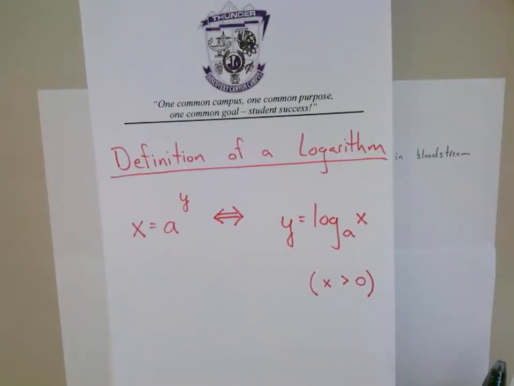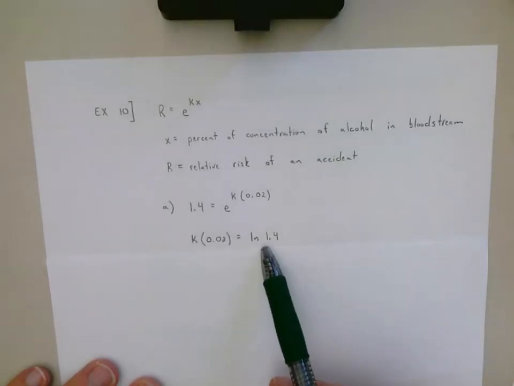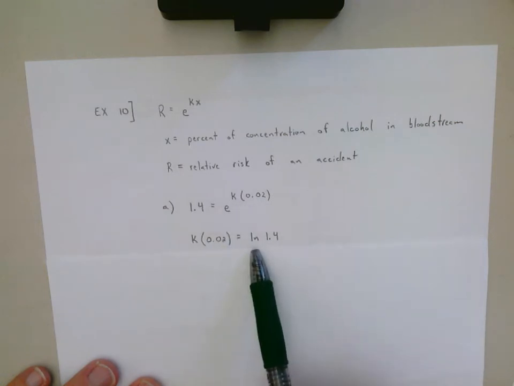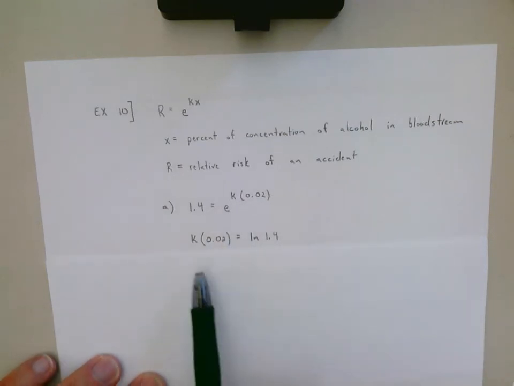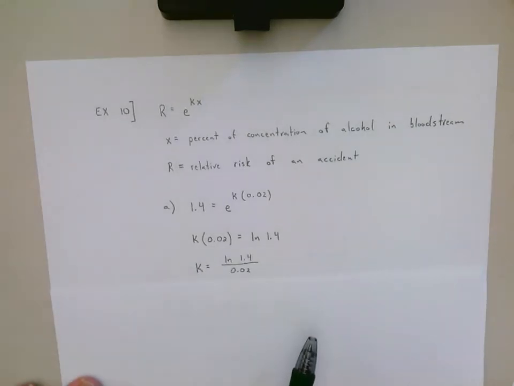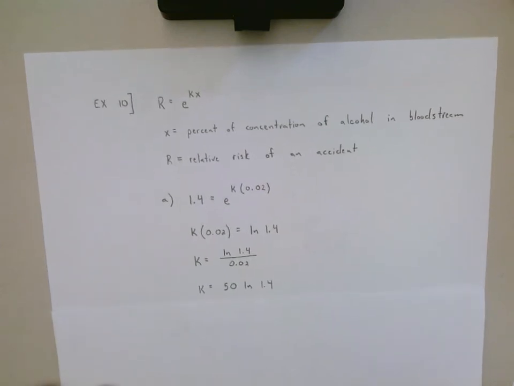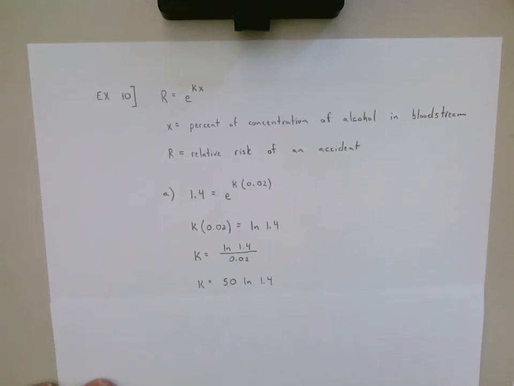Boy, how many times has that popped up today? To rewrite this as a logarithm whose base is e. Remember, that's a natural logarithm. So my exponent is equal to my logarithm. Then, in order to isolate k, I can divide both sides of the equation by 2/100ths. Dividing by 2/100ths is the same as multiplying by 100 over 2, which is just multiplying by 50. So the constant here in the exponent is 50 times the natural logarithm of 1.4.